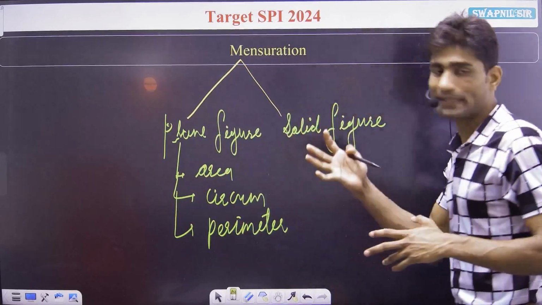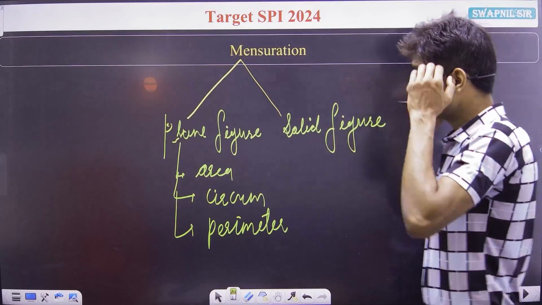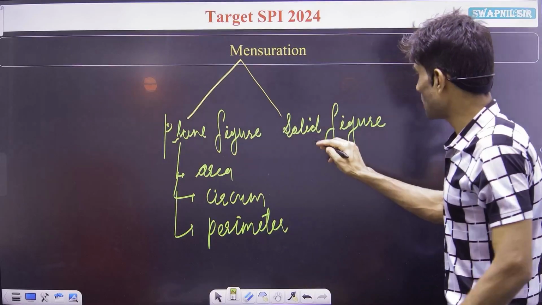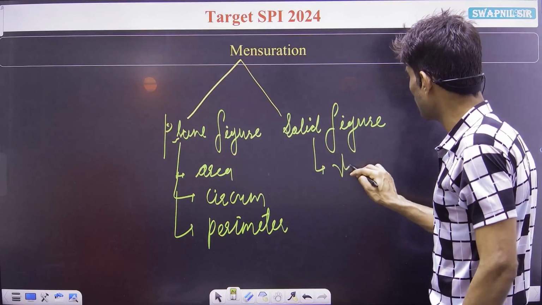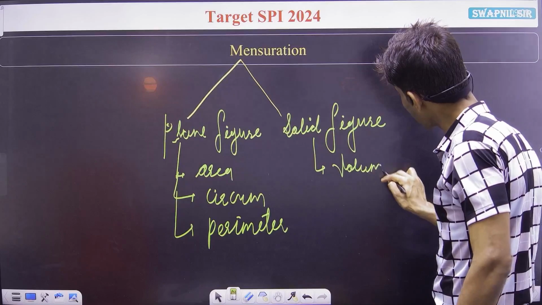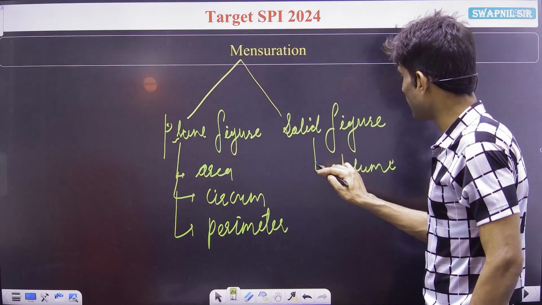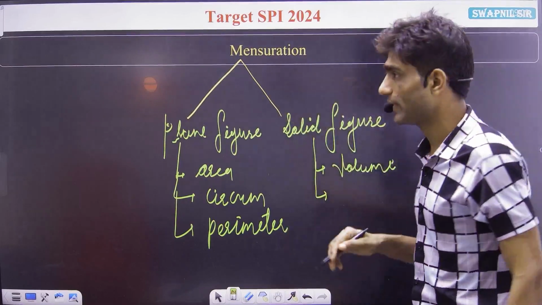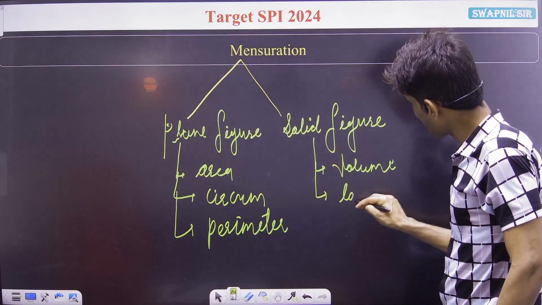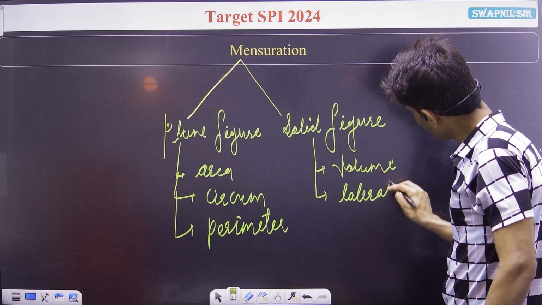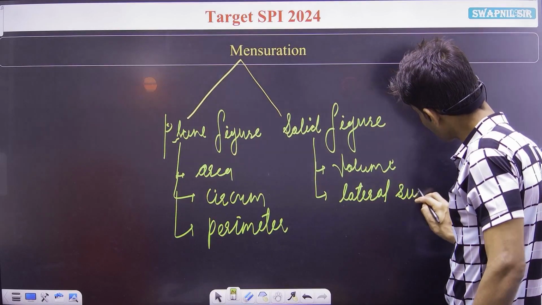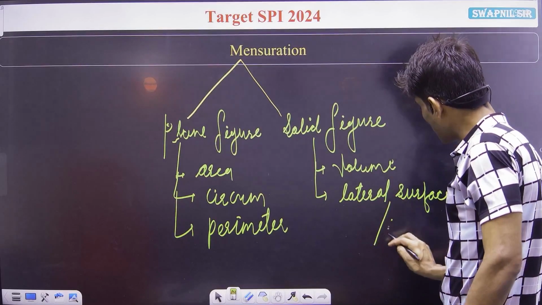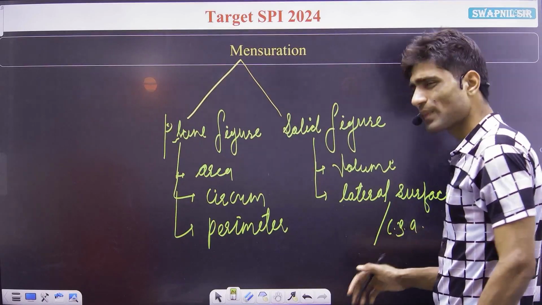Now the main part goes to the solid figure, okay? So which concepts are we going to deal with under solid figure, okay? First it goes for the volume of our solid figure. Second it goes for the lateral surface area or curved surface area, okay?